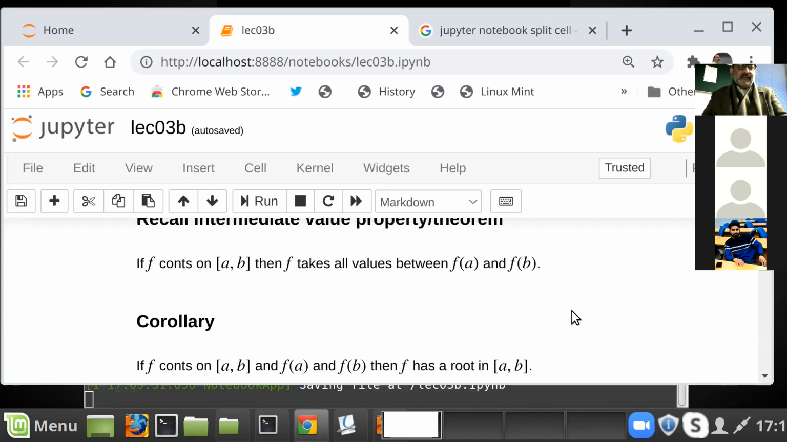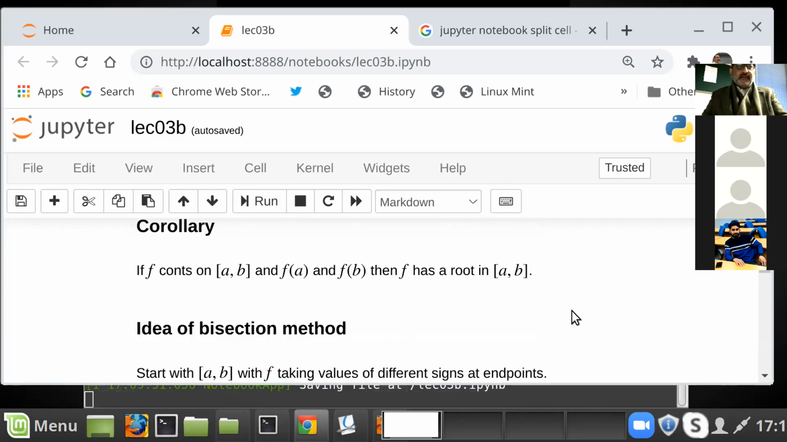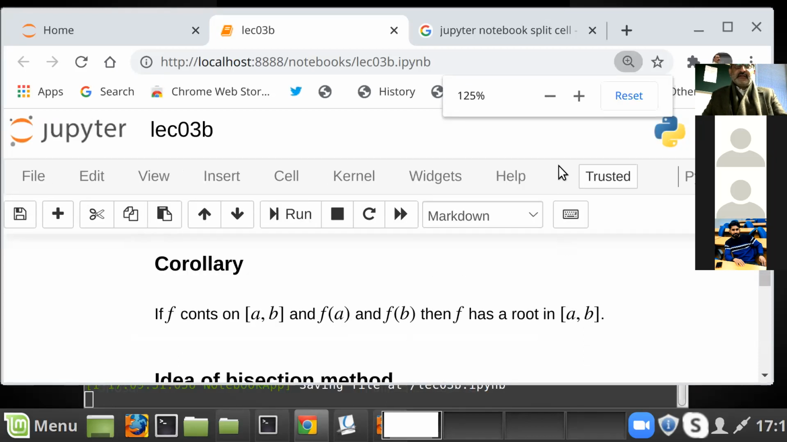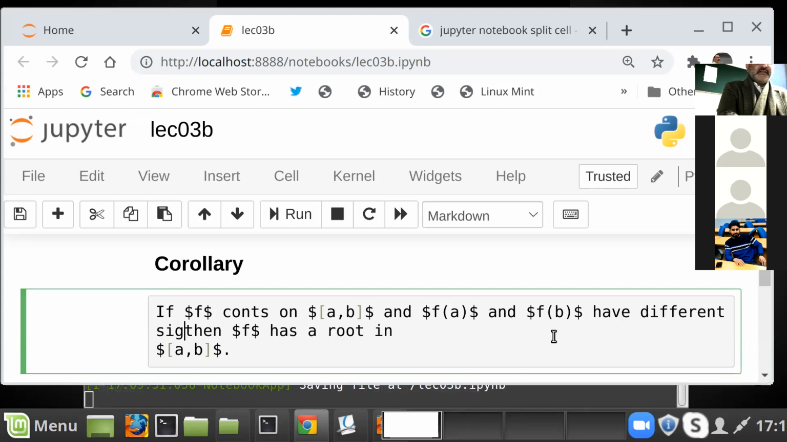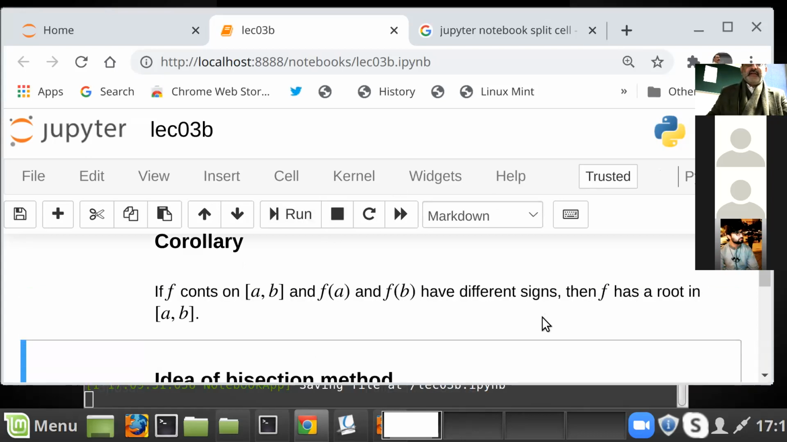So the corollary of that is that if f is continuous on a to b, including a and b, and, okay, so there's a problem. So let me fix that. If f is continuous on closed a b, and f of a and f of b have different signs, then f has a root on the interval from a to b.